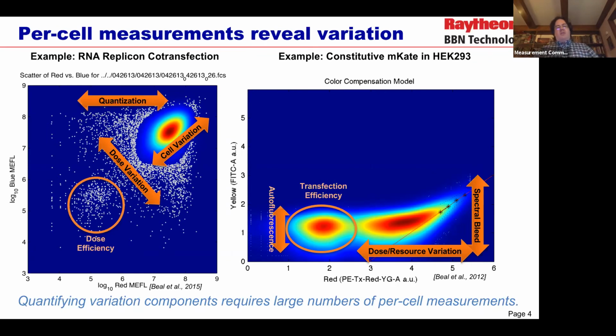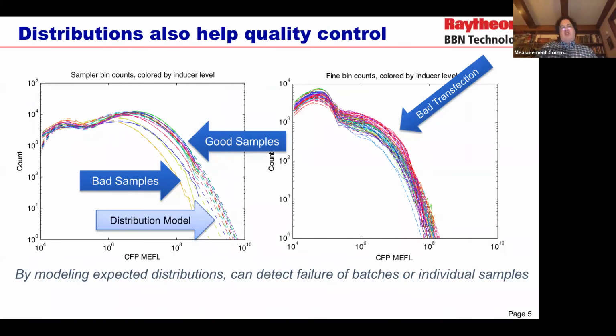So again, a huge amount of information is potentially possible, but to get this and to be able to fit these models and have confidence, we need lots and lots of individual cell measurements, which is what a flow cytometer can give us. One more motivational note is that being able to look at the distributions can also really help with quality control and making sure that your experiments are working the way that you want them to.